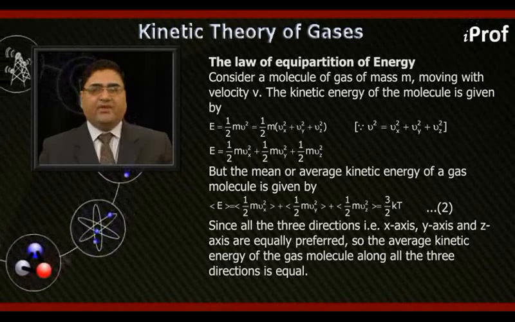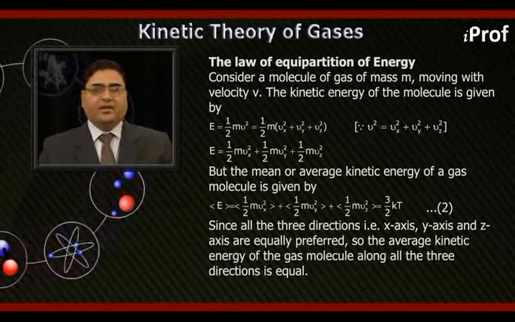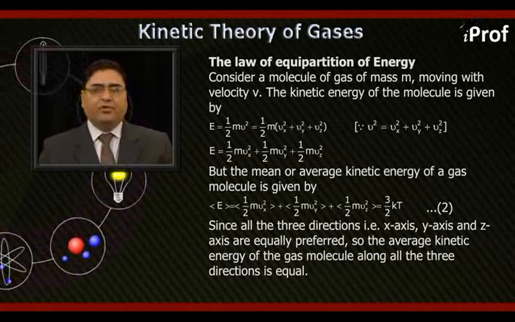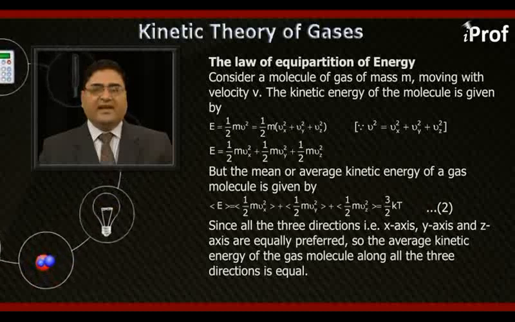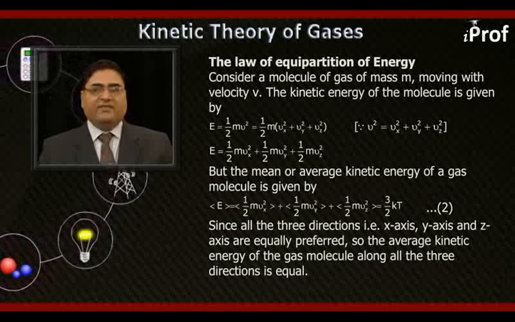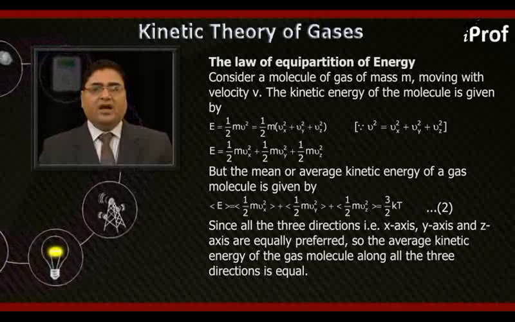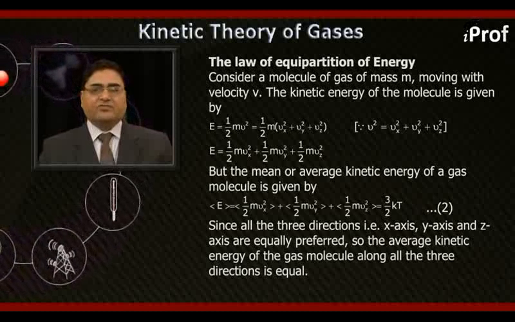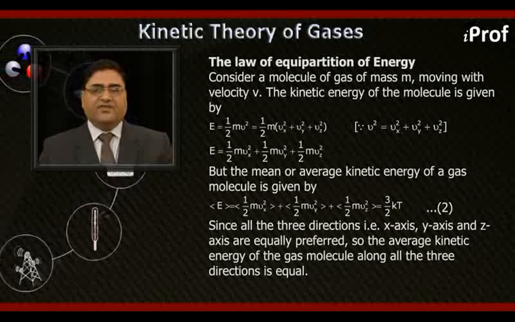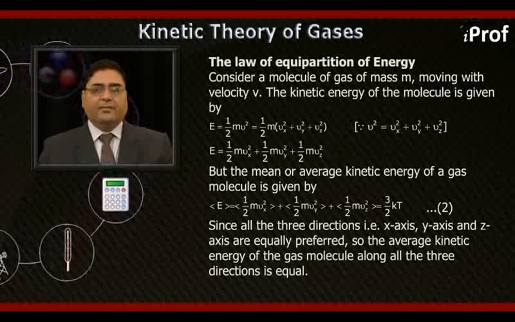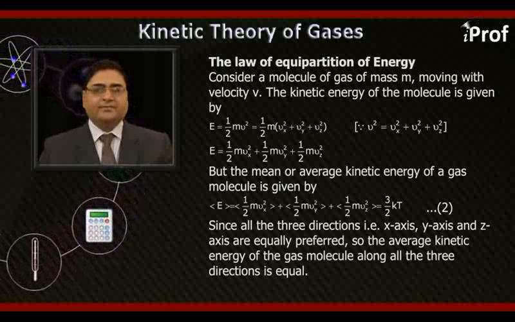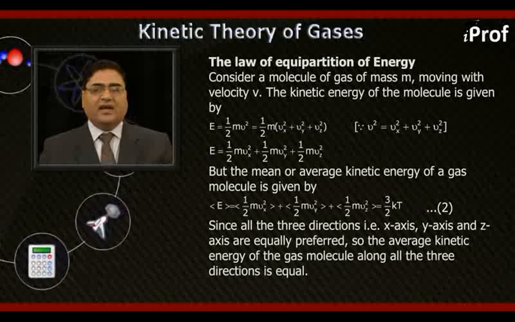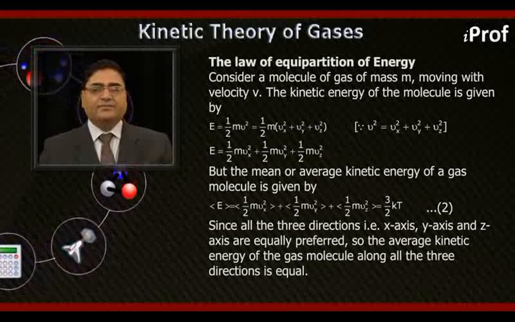The law of equipartition of energy. Consider a molecule of gas of mass m moving with velocity v. The kinetic energy of the molecule is given by E equal to half mv square equal to half m (vx square plus vy square plus vz square), since v square equal to vx square plus vy square plus vz square, equal to half m vx square plus half m vy square plus half m vz square.